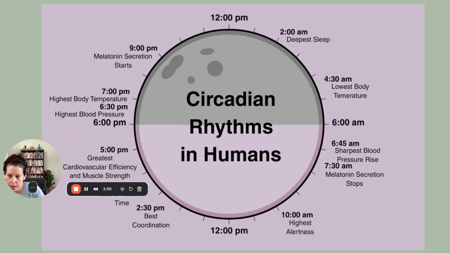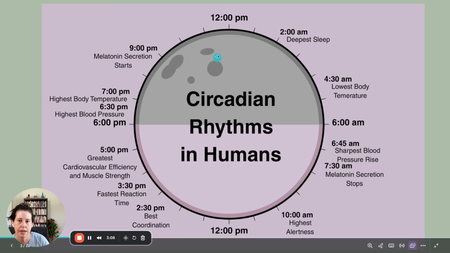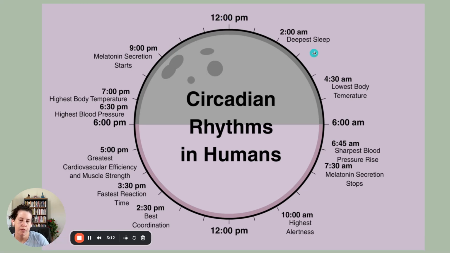So here is an image of what a circadian rhythm can look like in a human. Yours may look a little different depending on how old you are. If we start at midnight, this is noon, and this is midnight. You'll notice that you go through this cycle where this person is awake, I don't know, between 6 a.m. and 7:30, somewhere in here. And all these things start to happen.